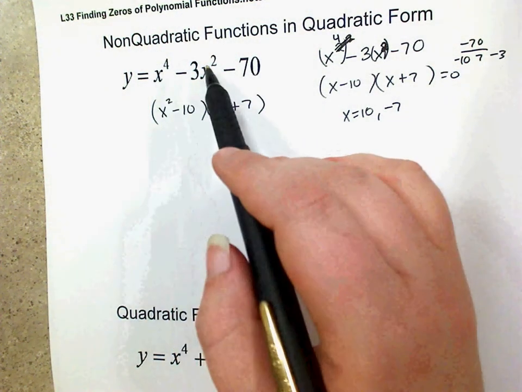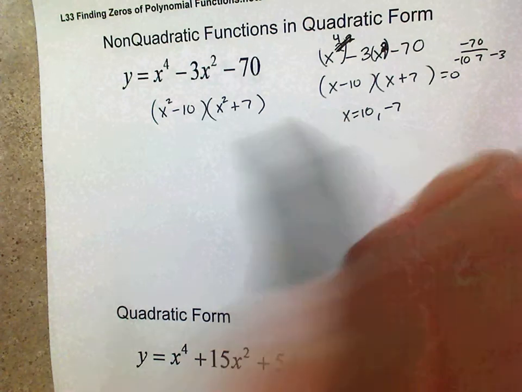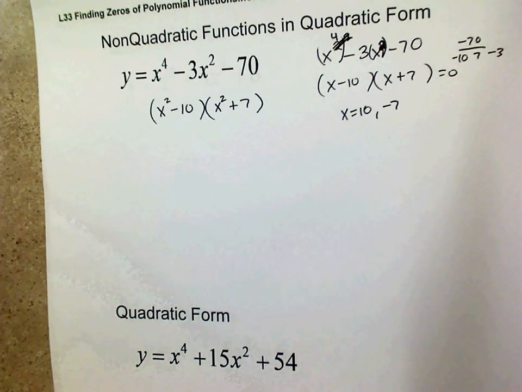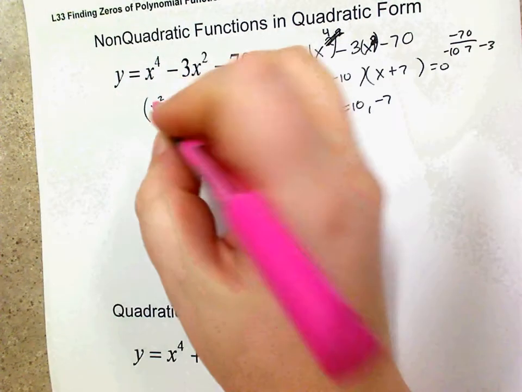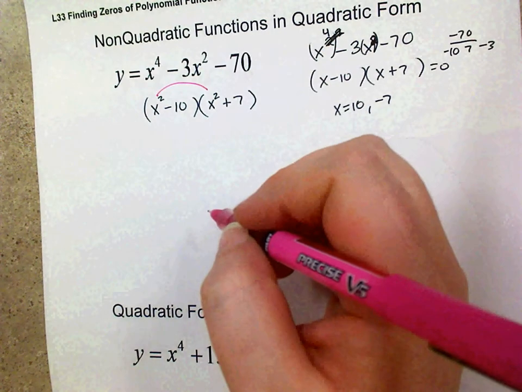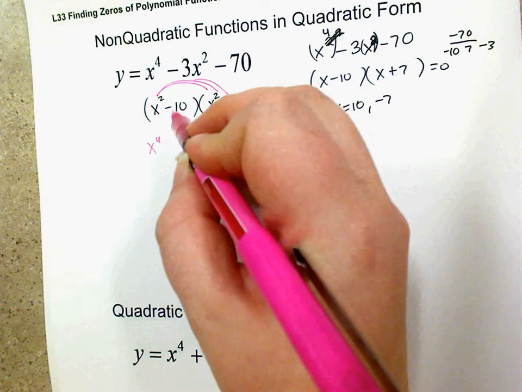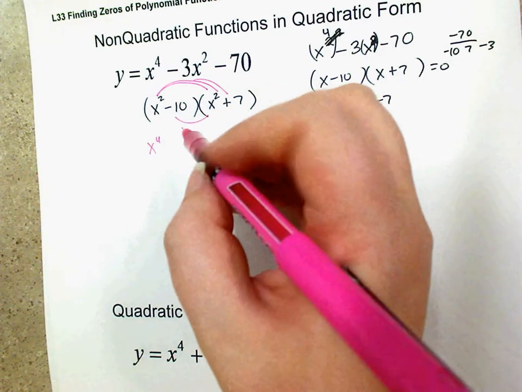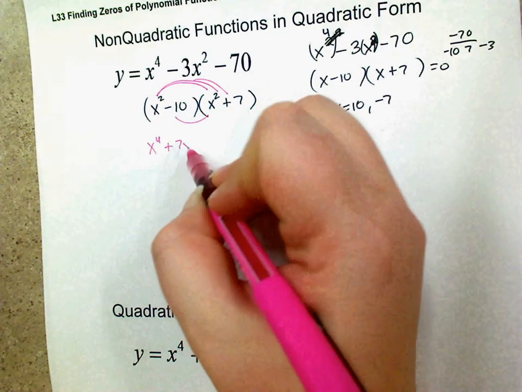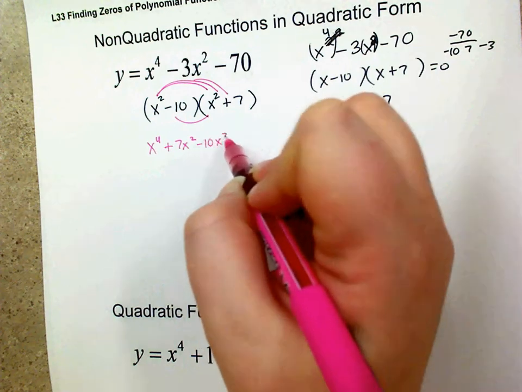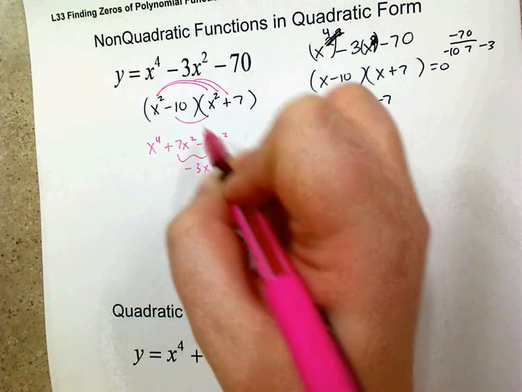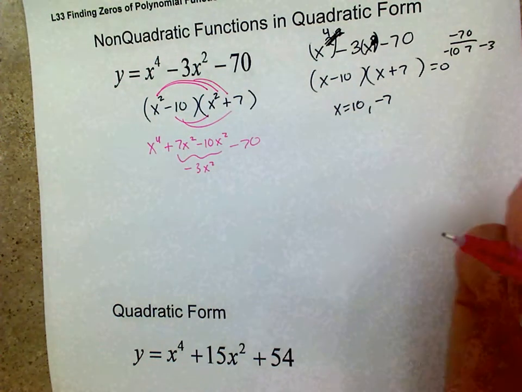And let's multiply that and make sure it works. What's x squared times x squared? X to the fourth. X squared times 7, and then negative 10 times x squared. So you got 7x squared minus 10x squared. That is negative 3x squared, and then negative 70. So we're good, right? Okay, but that means we're actually solving this right here.